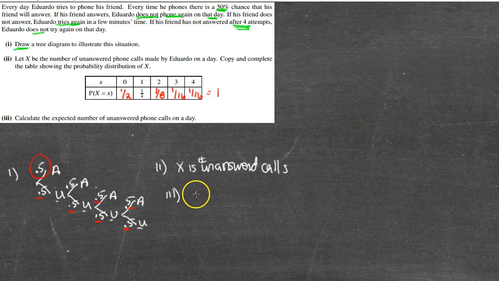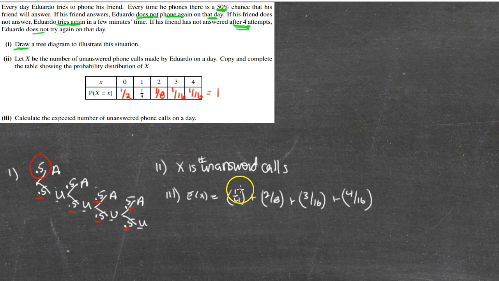Now for part 3, they want to calculate the expected number of unanswered calls. Well, that's just the expected value, and all I've got to do is multiply these. 1 times 1/4 is 1/4. 2 times 1/8 is 2/8. 3 times 1/16 is 3/16. 4 times 1/16 is 4/16. You can see what I'm doing here. You don't have to type every single thing in the calculator if you don't need to.